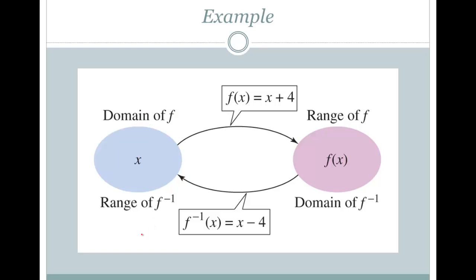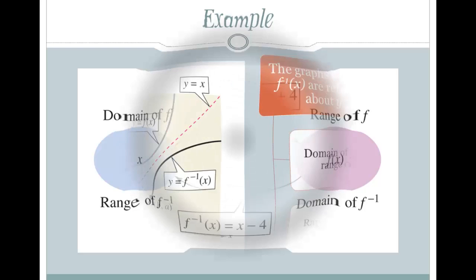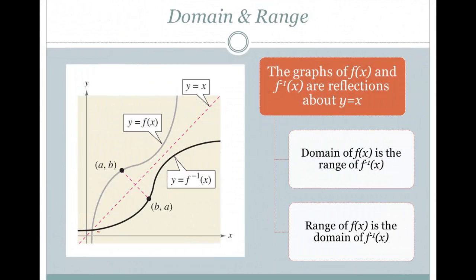The domain of f is the range of f inverse. The range of f is the domain of f inverse. I'm going to repeat that several times. Here's a visual of it. Here's the line y equals x. The graphs are reflective about this line. The point (a, b) is on the graph of f. The point (b, a) is on the graph of f inverse.